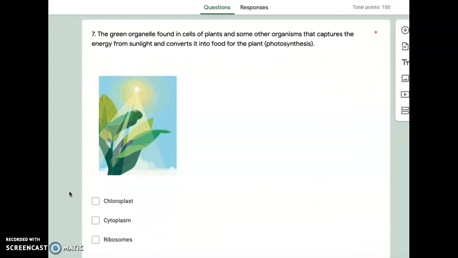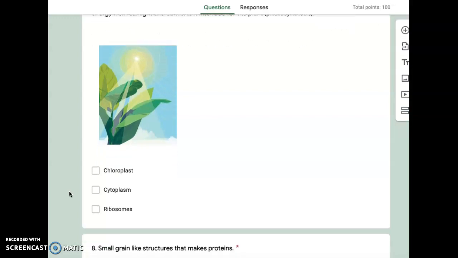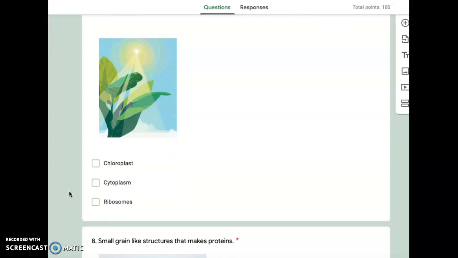Number 7. The green organelle found in cells of plants and some other organisms that captures the energy from sunlight and converts it into food for the plant, photosynthesis. Chloroplast, cytoplasm, or ribosomes?